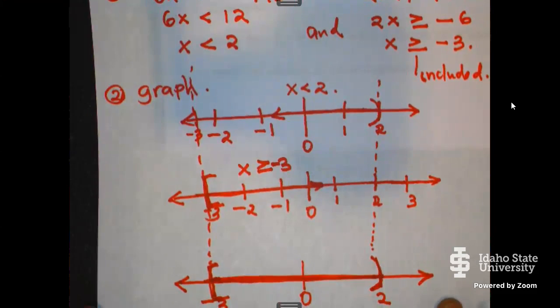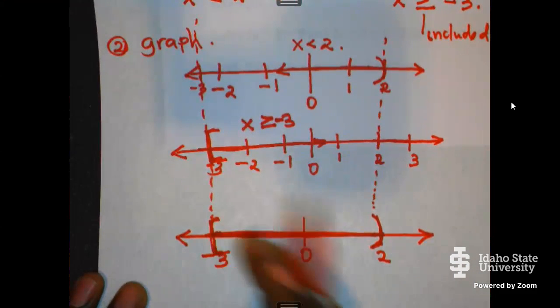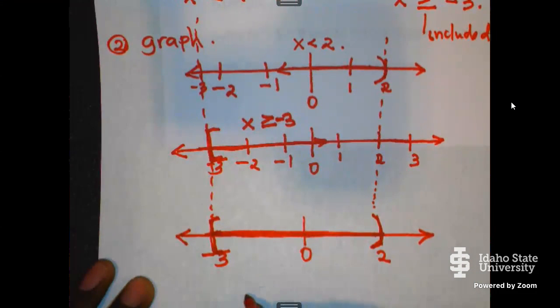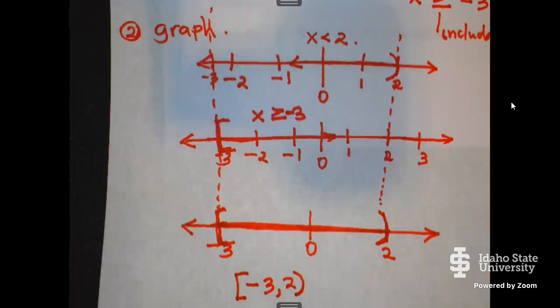So the interval notation will now be this region, which is minus 3 and then 2. What do you do here? We close that one. Okay. Are we together there? Anyone struggling?